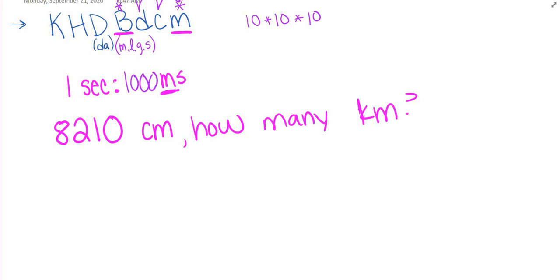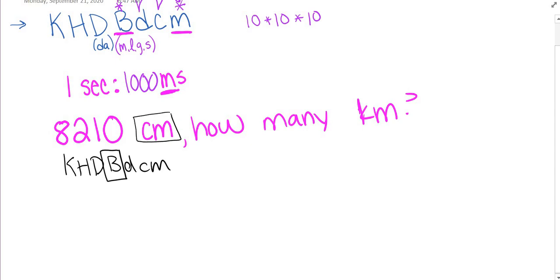So we want to figure out what the equalities are that we're going to use. So we have the K, H, D, B, D, C, M. Remember our base unit is always going to be our stopping block. So no matter what, we always have to stop at our base unit. So we have to figure out where we're starting. We look at our given, so we're starting at centimeters. That has to be our starting point, so we know we have to include centimeters in our equality. And then let's see where we're ending. We're ending at kilometers, which means the K has to be somewhere in there.